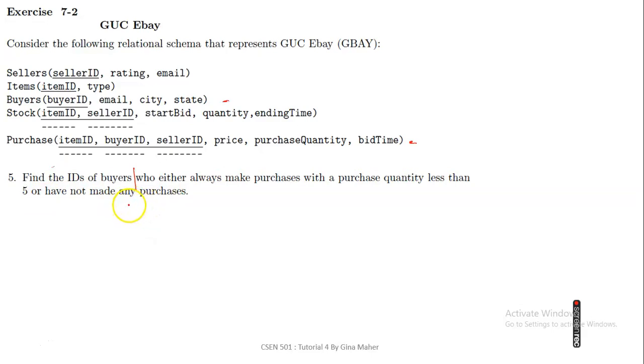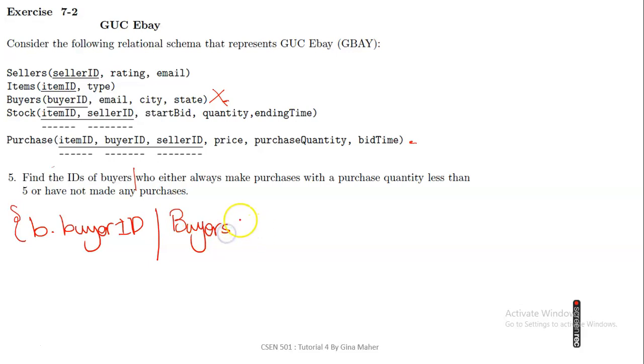Okay, from where can we get both buyers who made purchases and haven't made any purchases? Actually, we can get it from table buyers, because table purchase has the buyer IDs who have done purchases only. So the relation that we can use in order to get the IDs of all buyers is buyers. So we are going to write B dot buyer ID, buyers B.